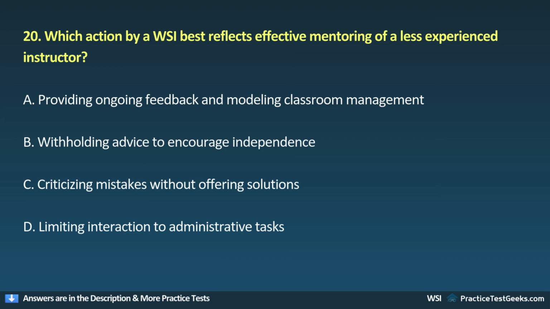20. Which action by a WSI best reflects effective mentoring of a less experienced instructor? A. Providing ongoing feedback and modeling classroom management. B. Withholding advice to encourage independence. C. Criticizing mistakes without offering solutions. D. Limiting interaction to administrative tasks.